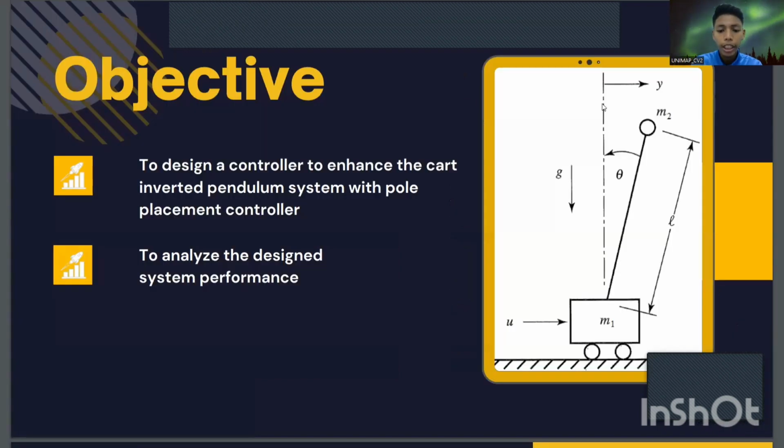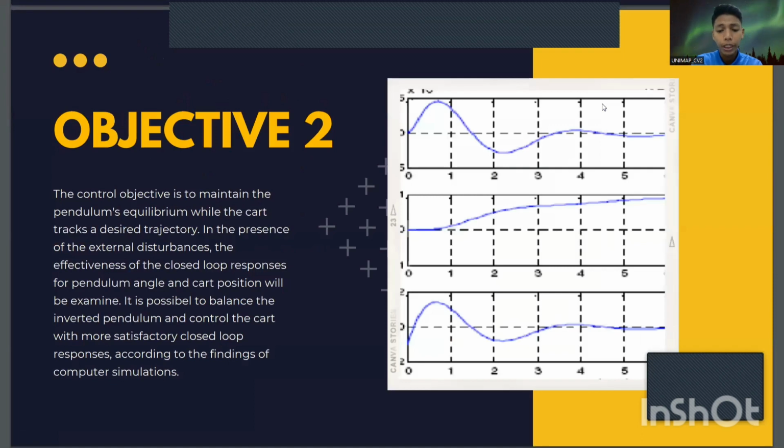The second objective is to analyze the designed system performance. The control objective is to maintain the pendulum's equilibrium while the cart tracks a desired trajectory. In the presence of external disturbance, the effectiveness of the closed-loop response for pendulum angle and cart position will be examined. It is possible to balance the inverted pendulum and control the cart with a more satisfactory closed-loop response according to the findings of computer simulation.